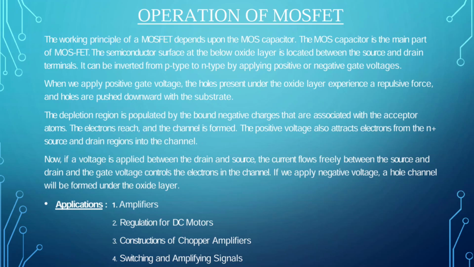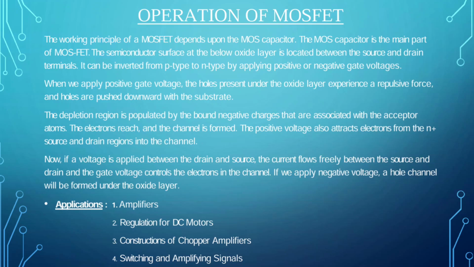The positive voltage also attracts electrons from the N+ source and the drain regions into the channel. Now, if a voltage is applied between the drain and source, the current flows freely between the source and the drain, and the gate voltage controls the electrons in the channel. If we apply negative voltage, a hole channel will be formed under the oxide layer. This is the operation of MOSFET.